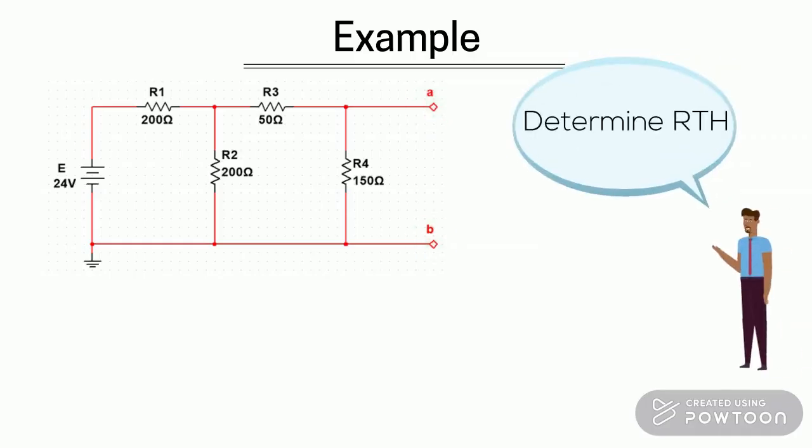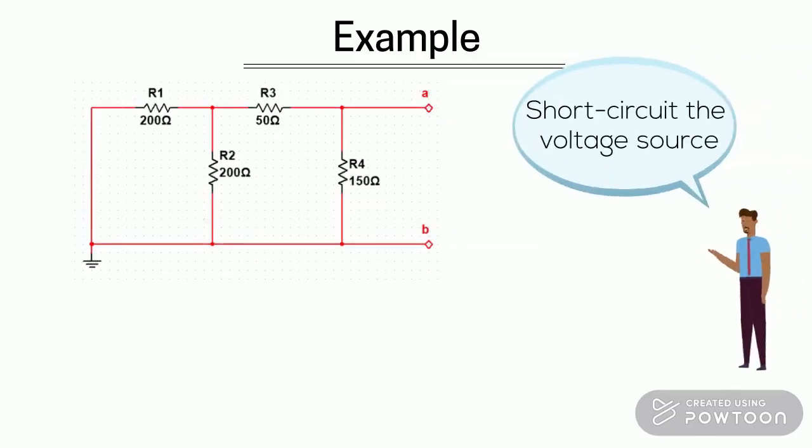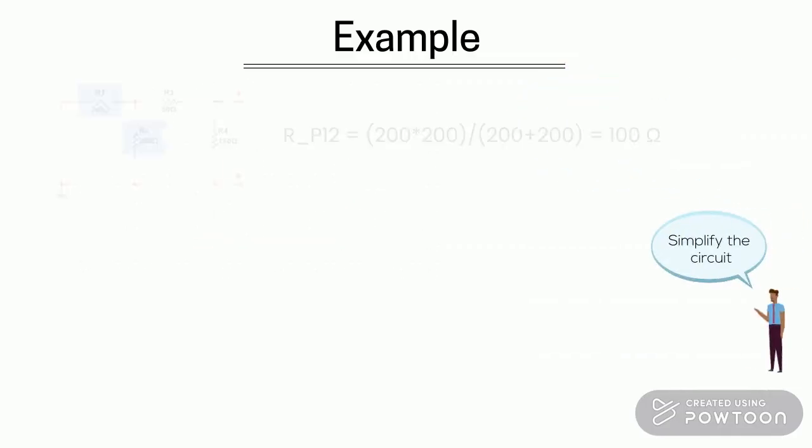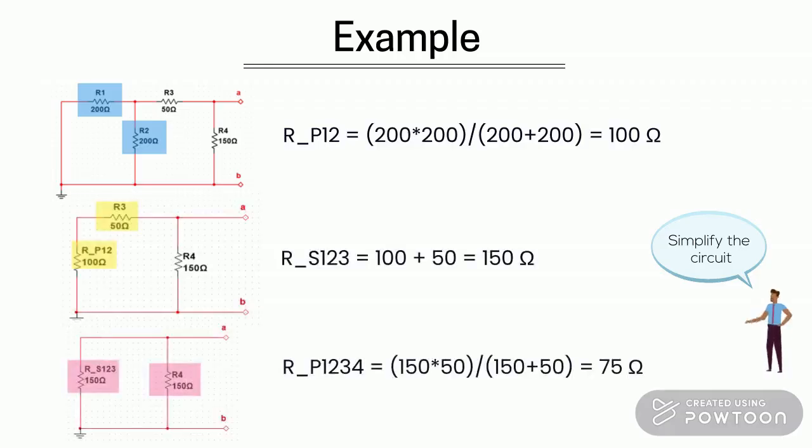To determine the R Thevenin, we short-circuit the voltage source. Then we try to find the total resistance in the circuit. To do this, we simplify the circuit into a simple series circuit and get the R Thevenin value of 75 ohms.